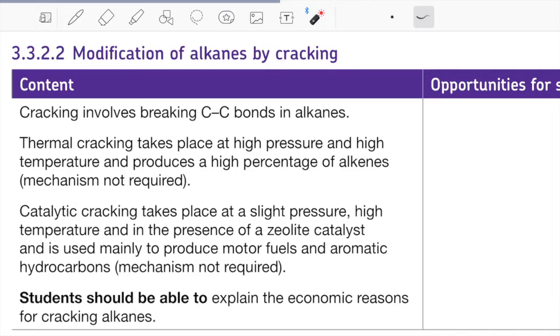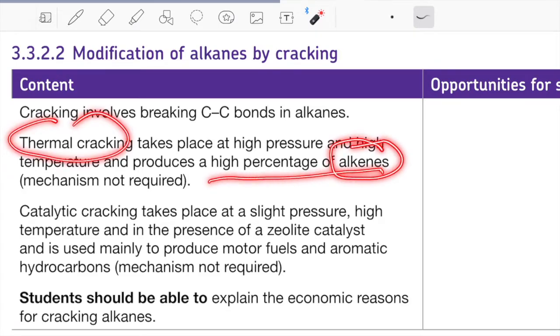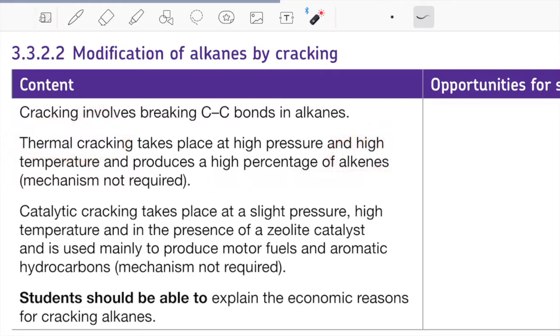We'll talk about cracking a little bit in a second, but I just want to highlight that what you're going to have to remember is that there are two sets of conditions for cracking, and they're going to produce slightly different products. We're going to look at thermal cracking very briefly, and the fact that if what we want is alkenes, that's what we're going to focus on. And then we've got catalytic cracking, and that is if we're more focused on fuels and other types of hydrocarbons other than alkenes.